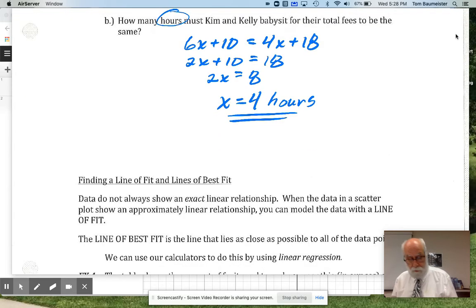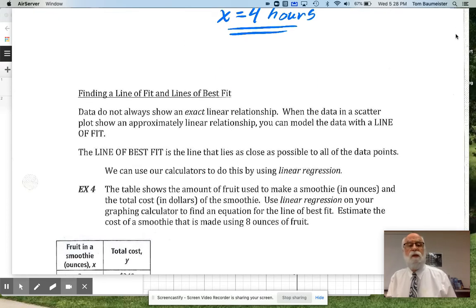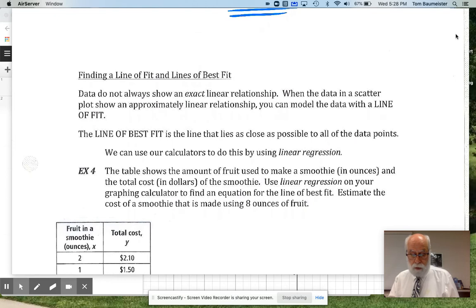All right? So last thing we're going to talk about is finding a line of fit and the lines of best fit. So data do not always show an exact linear relationship. When the data in a scatter plot show an approximately linear relationship, you can model the data with a line of fit. The line of best fit is the line that lies as close as possible to all the data points. Sometimes it's going to be perfect, sometimes it's going to be really close. We can use our calculators to do this by using linear regression.